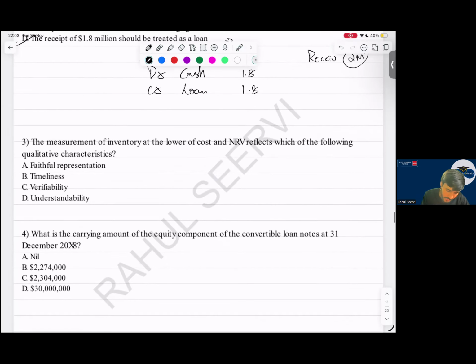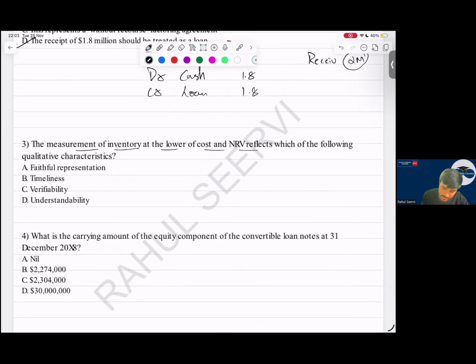The measurement of inventory at lower of cost or NRV reflects which of the following qualitative characteristics? I mentioned to you, why do we record cost at NRV? For faithful representation. Will timeliness come into the picture? No. Verifiability? No. Understandability? No, understandability comes when policies come into the picture. Here it is faithful representation, a straightforward question.